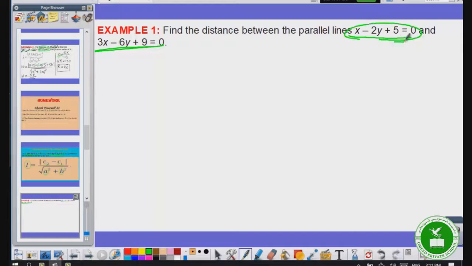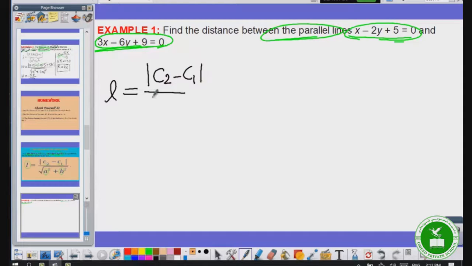This is the equation of one line, and this is the equation of another line, and they are parallel. If they are parallel, how do we calculate the distance between them? Very simple formula we use here. Distance between these two lines is equal to the absolute value of C2 minus C1 divided by under root A square plus B square. This was the formula.